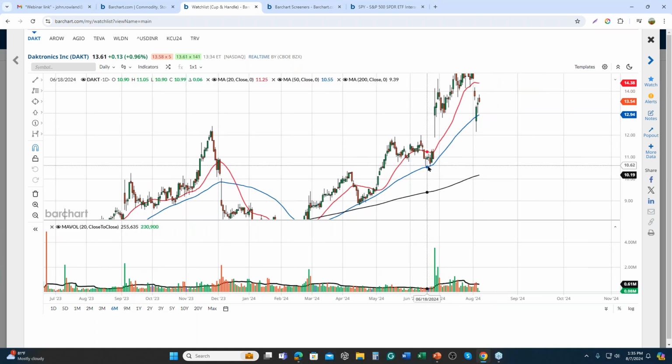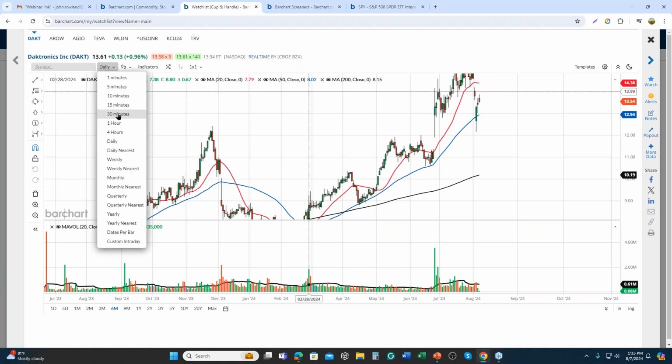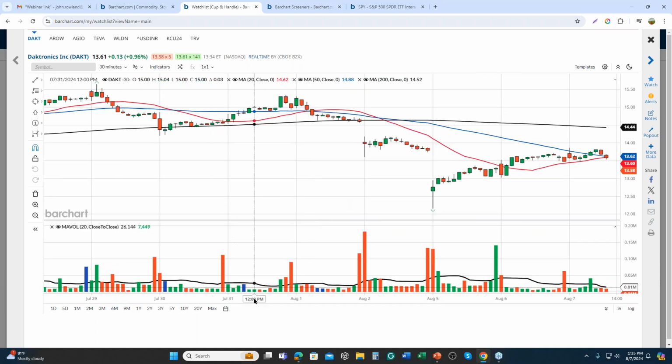Well, our stop initially would be at the low of our handle. So what I can do now is, as this is developing, I'm going to drop down to a lower time frame here. I'm going to go down to a 30-minute time frame.